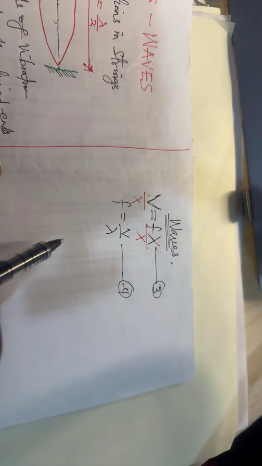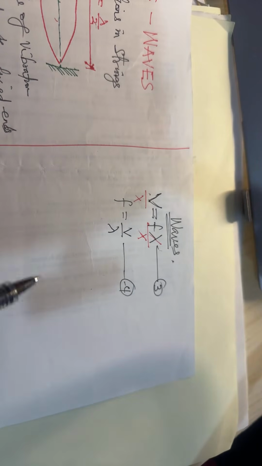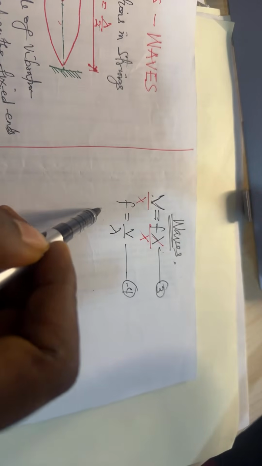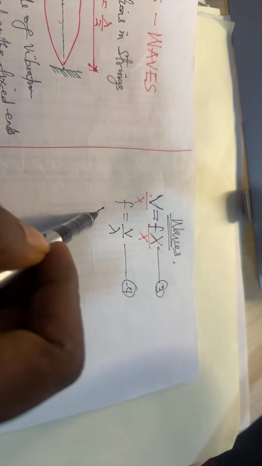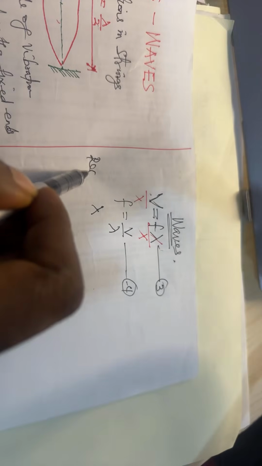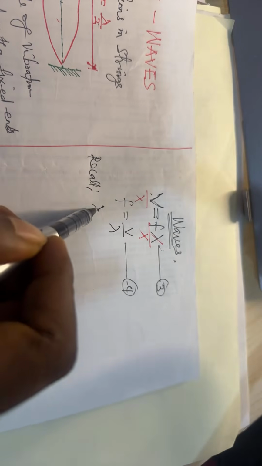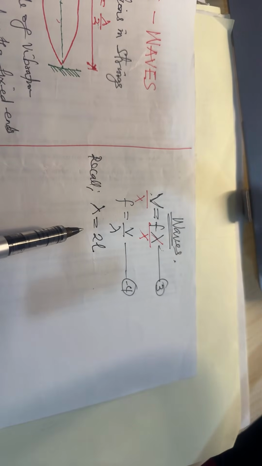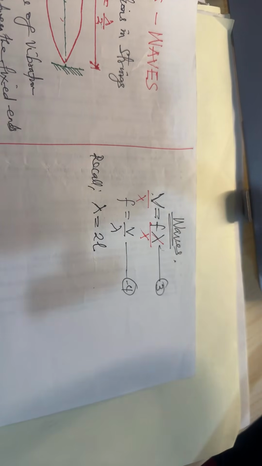Now, I want to connect two equations together. Recall when I said lambda is equal to 2L, we derived it. Do you remember this particular formula? Check your note. If you don't remember it, please check your note.